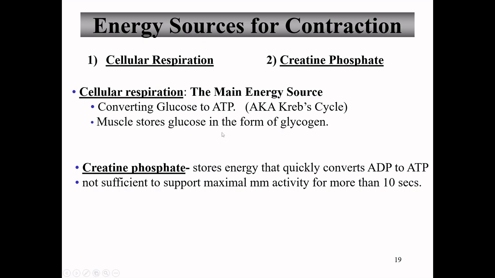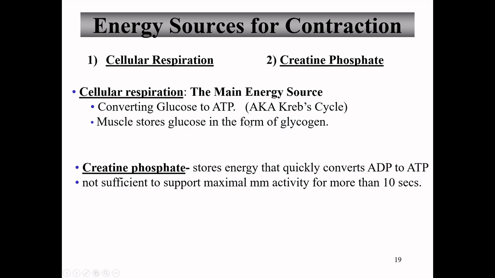Muscle stores glucose in the form of glycogen. That's one way we control our sugar in our bodies: we turn sugar into glycogen, and then we store that in our skeletal muscle. So it's right there ready for us as an energy source for when we go to move. We simply turn glycogen back into glucose and then break it down into the ATP that we need.